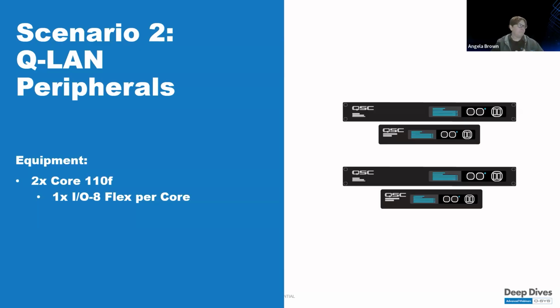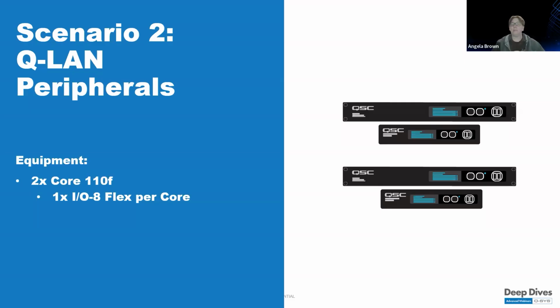So scenario 2. Q-LAN peripherals. We still have our 2 Core 110s on the same network with each other. And we now have an IO8 Flex per core. So now we have a clock. We need a clock. We have Q-LAN devices.